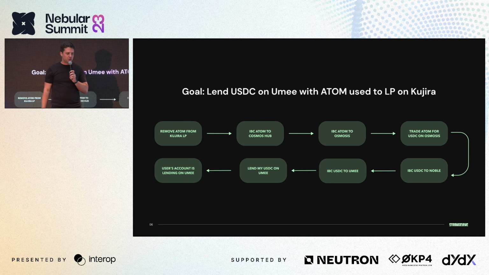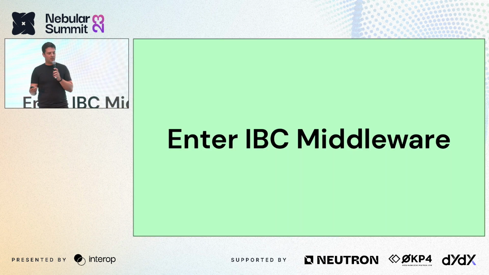So let's take this simple user flow here where we want to lend USDC on Umi with Atom that we currently have in an LP on Kujira. So this is the set of transactions that you need to make as a user. First, you need to remove the Atom from the Kujira LP. That's a single transaction. We need to initiate an IBC transfer over to the Cosmos Hub. There's a relayer involved there with another transaction that you don't have to do. You have to IBC that Atom to Osmosis, which is another user transaction. There's the relayer there. Then we single transaction trade Atom for USDC on Osmosis. We would IBC the resultant USDC to Noble to unwrap that denomination, and then IBC the USDC to Umi, where we would then enter the lending position and end up there. That's a nice 7 transactions to do something that should be a single transaction.